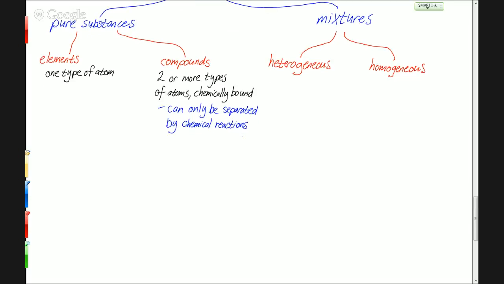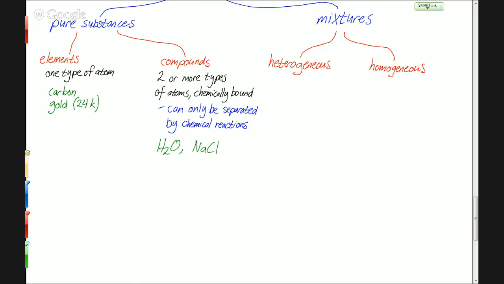Other examples of compounds: water, something like NaCl. What is that? Sodium chloride, or salt. Yeah. Again, you separate these things out, you have something that's totally different. So that's the pure substances. We should add some of these examples over here. So like carbon, gold.